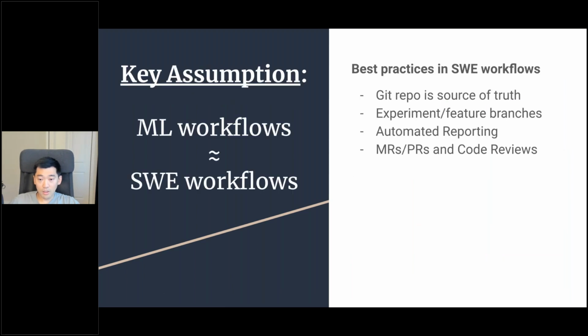But in order to answer that question, we first need to make some assumptions. And the assumption that I'm making in this talk, and that's a key assumption, is that machine learning workflows are not, or at least shouldn't be, fundamentally different from software engineering workflows. And we should rely on some best practices that have been developed by software engineers over the last couple of decades, right? And some of the best practices that we can borrow is, first of all, using a Git repo as the source of truth.